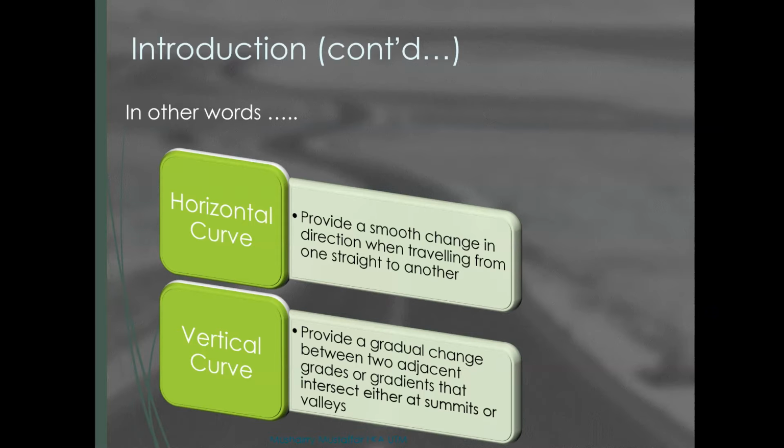In summary, we need horizontal curves so that our transition from one direction to another will be smooth. Let's say we're traveling in a car or any vehicle in one direction, and then we're turning into another direction. We have to have a curve so that our journey from one direction to another will be smooth.